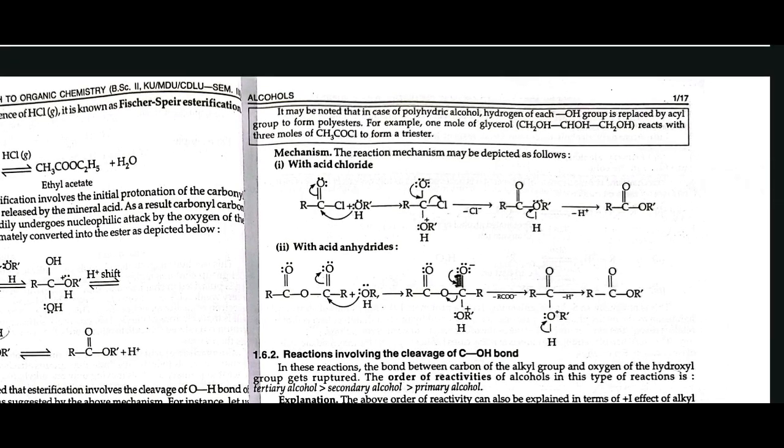It may be noted that in the case of polyhydric alcohol, the hydrogen of each OH group is replaced by acyl group to form polyesters. For example, 1 mole of glycerol reacts with 3 moles of CH3COCl to form a triester.